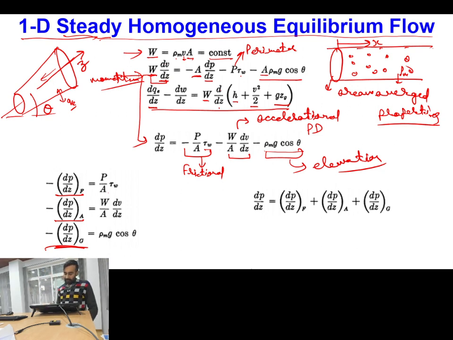Okay. Then total dp by dz I can write as the sum of all these three individual components. Now we will look into the details of how these individual pressure drops can be presented in terms of multi-phase or two-phase flow parameters. What I told you, we are using the 1D flow approximation. As we are using the 1D flow approximation, it means we are substituting only the velocity which comes as the area average velocity.